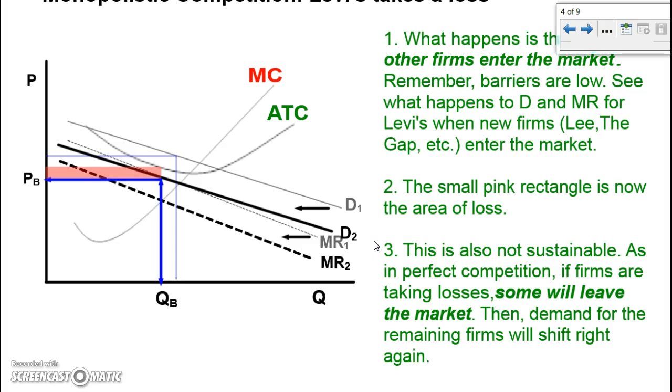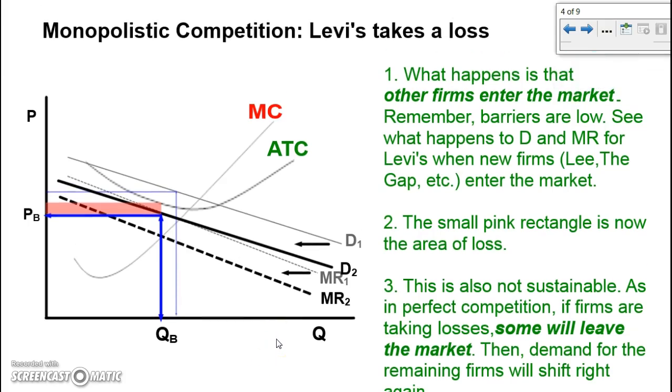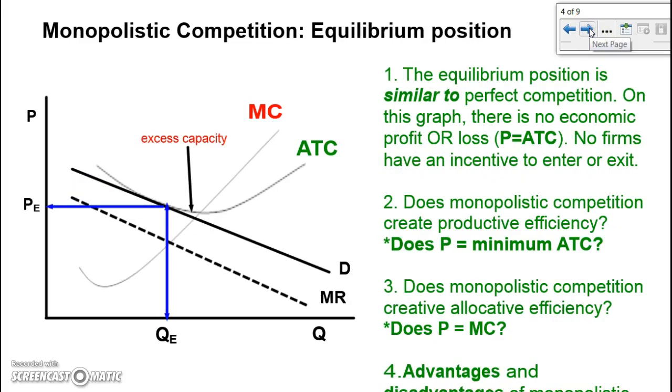So if some firms are taking losses, some will leave the market. And if they don't leave in the short run, they're going to leave in the long run, when they can recover their fixed costs. Then what happens is the demand for the remaining firms will shift back to the right again. So the equilibrium position is going to be right here. And it's not hard to understand, but it is a little bit tricky to draw.